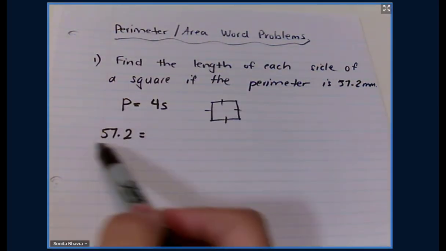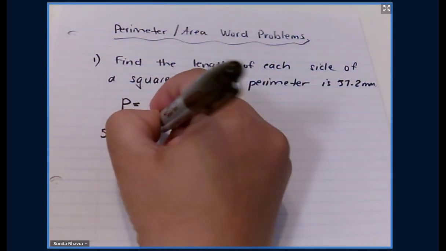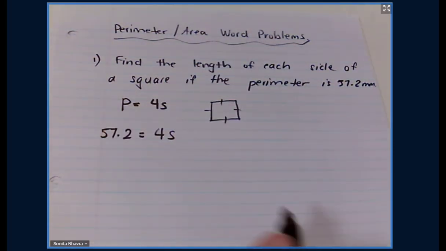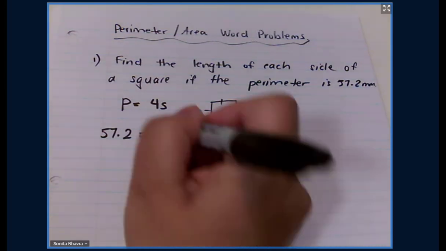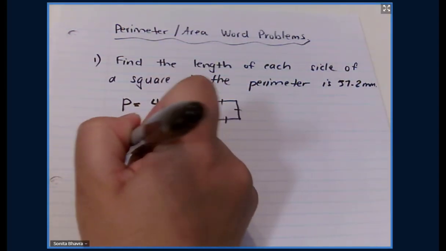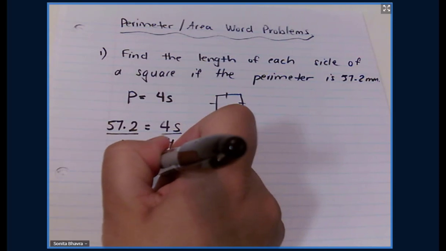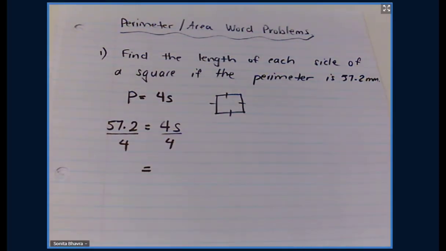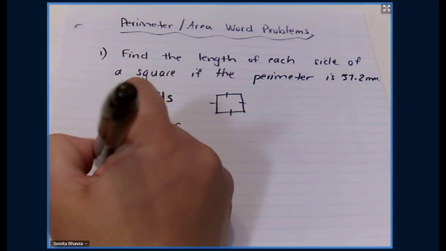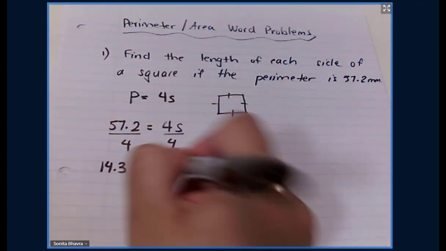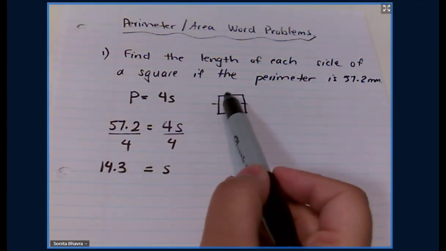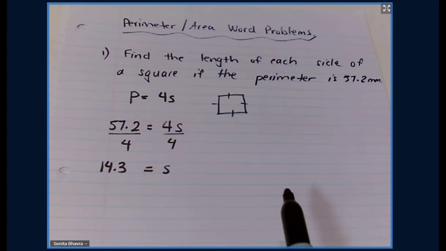And all I've done is substituted into the P in our equation, and then we have 4S. So we're solving for S, so we just need to divide by 4 on both sides to leave us with our side. So 57.2 divided by 4, and we get 14.3 millimeters is equal to S. All right, so therefore each side is 14.3 millimeters.